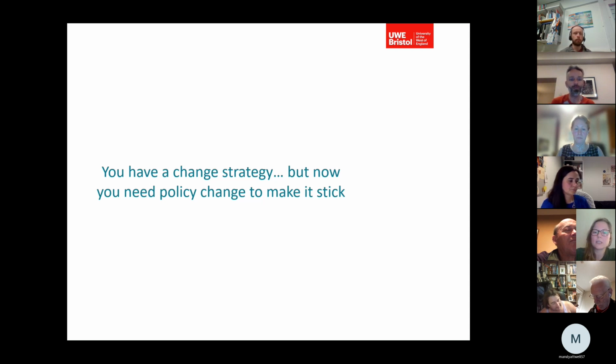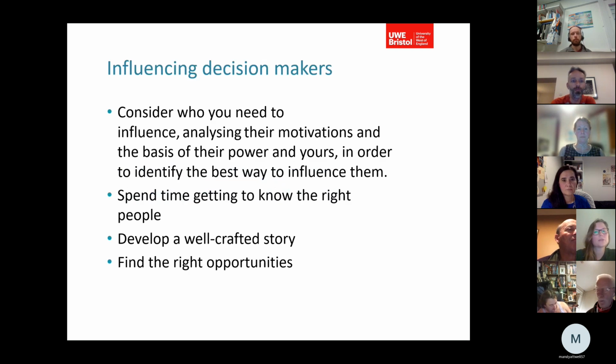But this is going to give you just some ways in which to communicate. It's not necessarily going to give you the exact result, and it won't give it to you overnight, but it's some ways you can communicate. So the first is obviously to consider who you need to influence, analysing their motivations and their basis of power, and yours. Their power could be any kind of resources that they have, money, connections. Maybe they are the ones who just sign off your proposal.